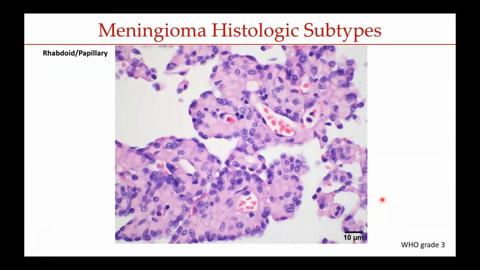And the same applies for papillary meningiomas, which are also traditionally grade 3. This is actually a papillary rhabdoid meningioma where the rhabdoid cells are forming a papillary pattern. So it's not uncommon when you see these rare tumors that they will both occur together like this.